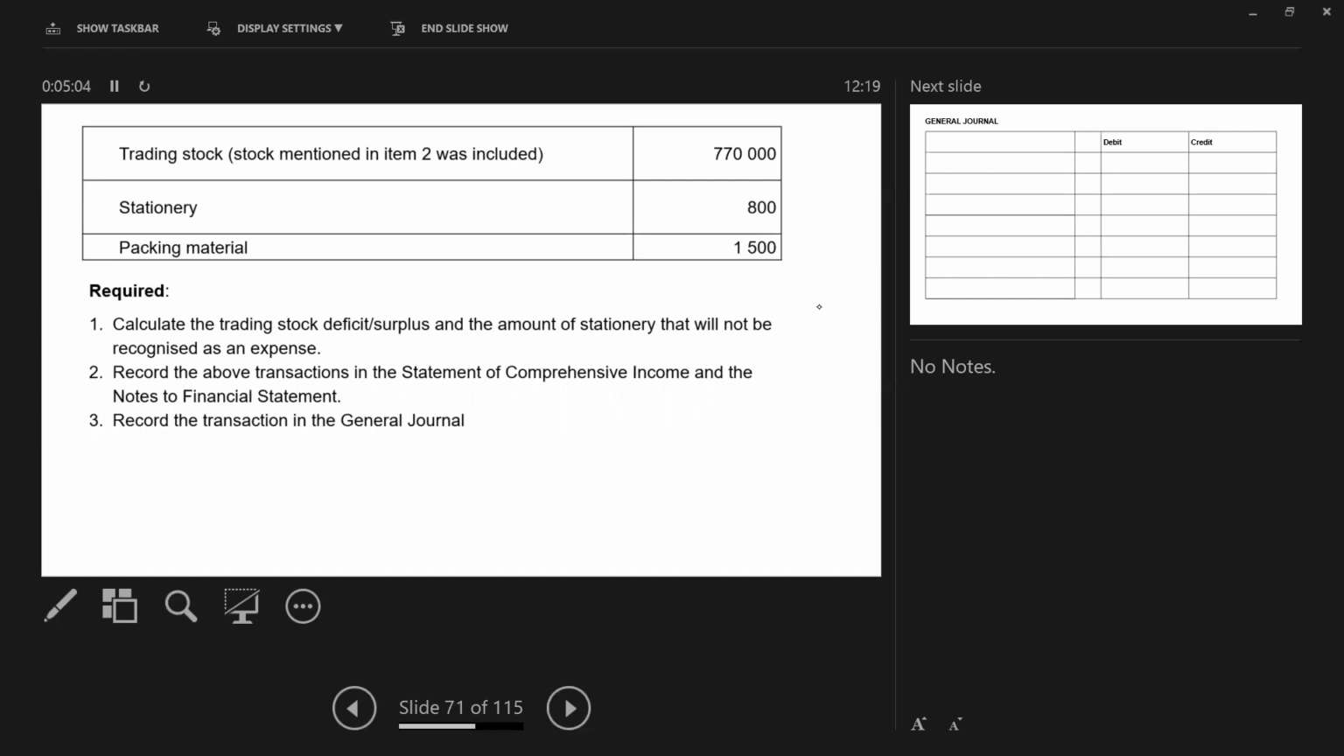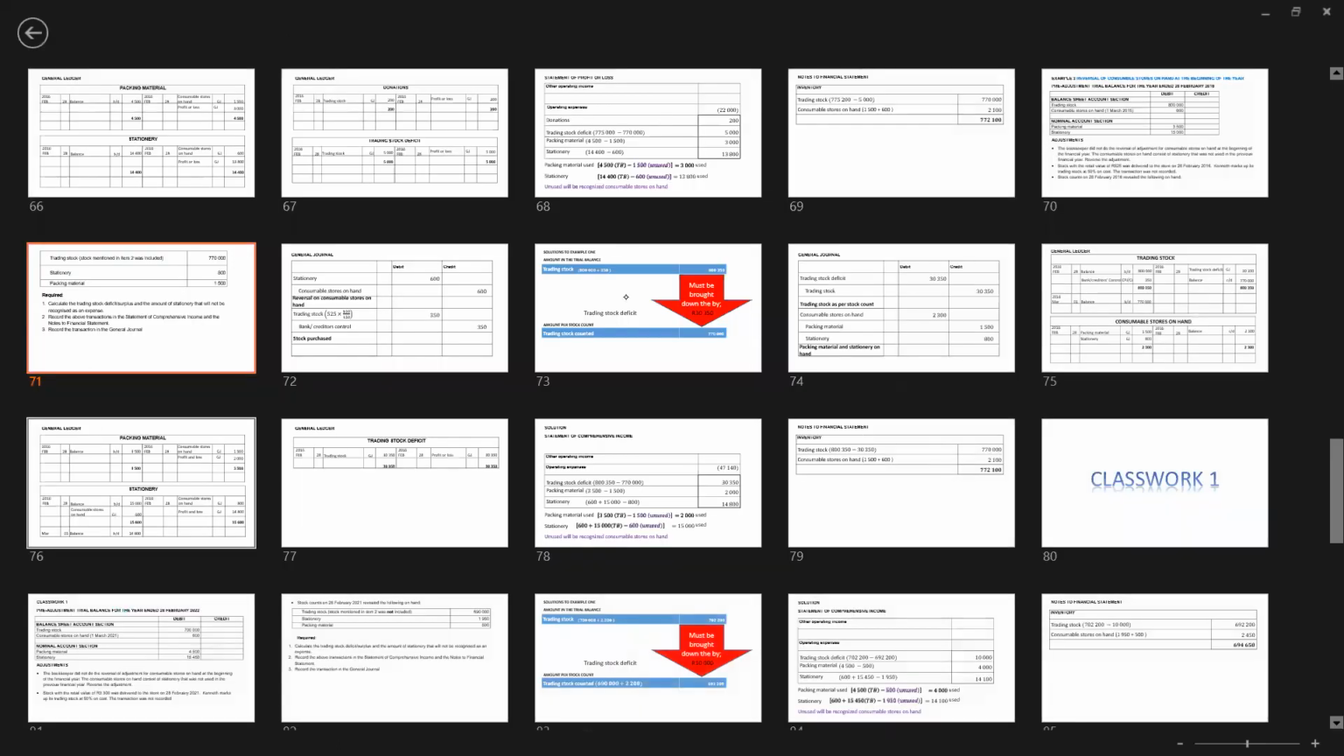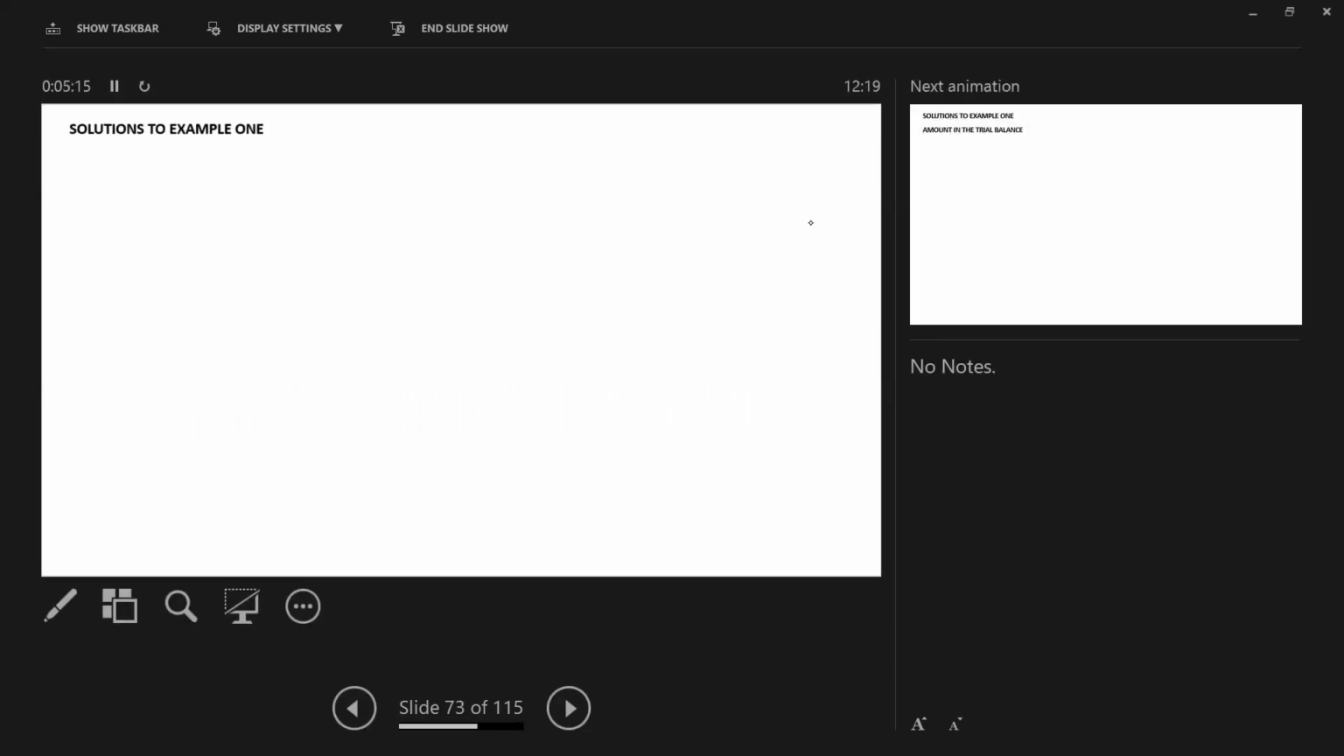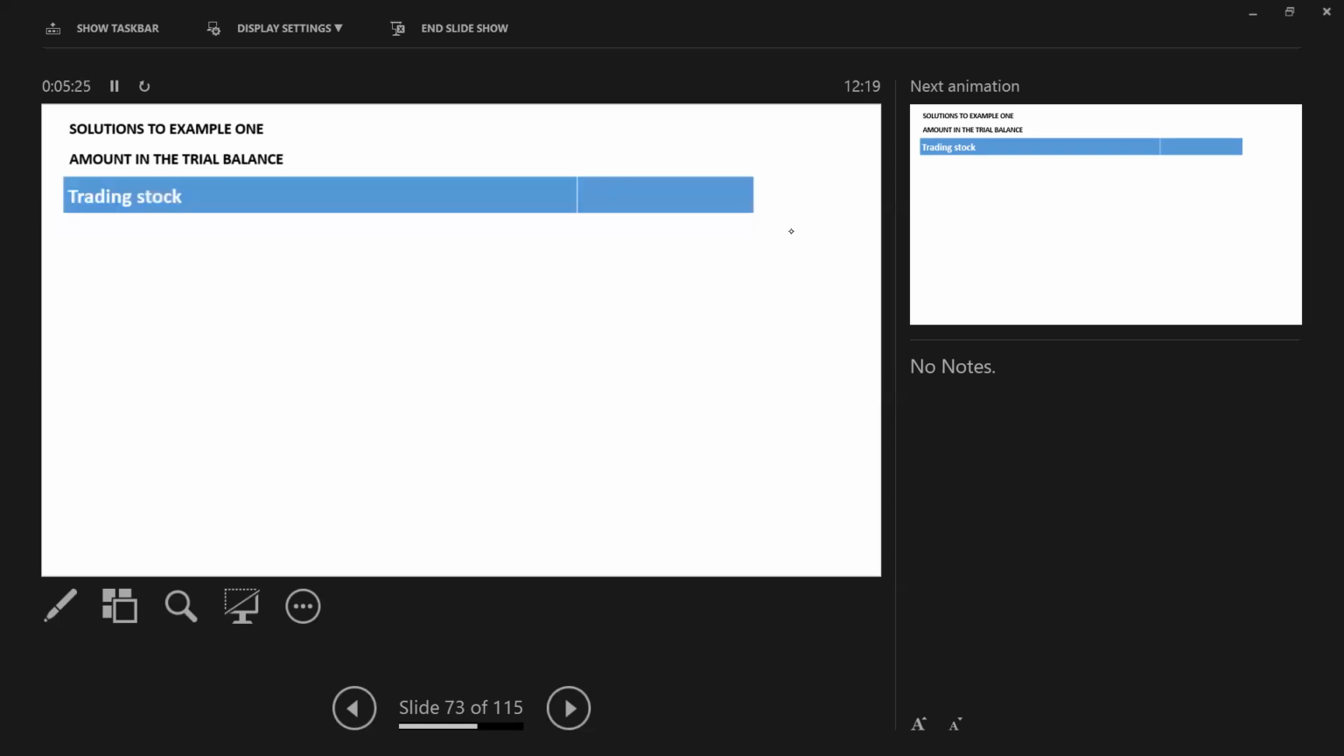Let's start with that trading stock. How are we going to record it? Trading stock in the trial balance: please note that it has actually increased. It was not recorded at the correct value. It is given to you as 800,000, and that was wrong because there is one transaction that was not recorded, which relates to us purchasing trading stock, and they gave us the retail value of that stock, which was 525,000.